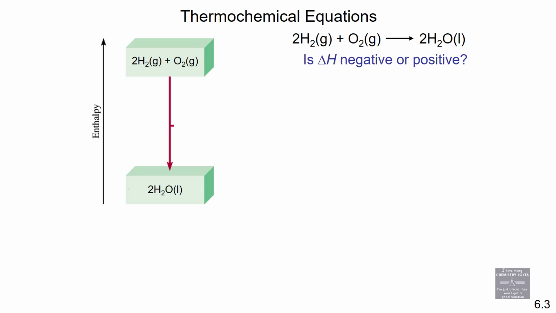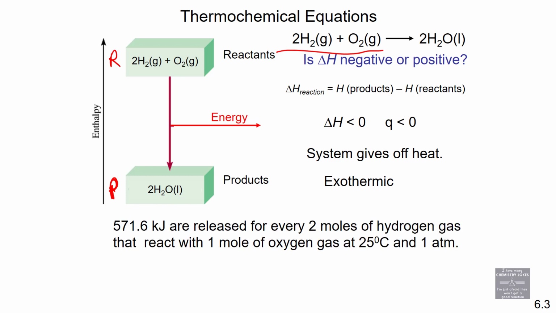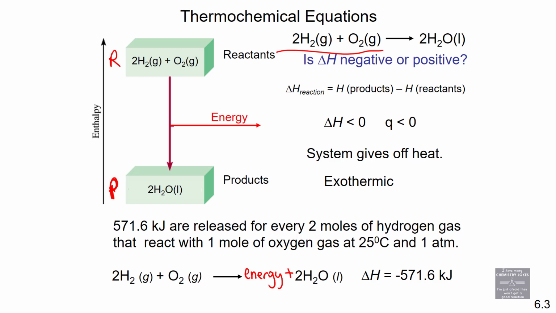Okay, here's another one. Our reactants are higher than our products. So you must go down in enthalpy. Energy must be coming out in order for that reaction to happen. Delta H is negative. Q is negative. Your heat is negative. Your enthalpy is negative. The system gives off heat energy. It's an exothermic reaction. The actual numerical value is here. So you've got 2H2 plus O2 yields energy plus 2H2O because this thing is exothermic.